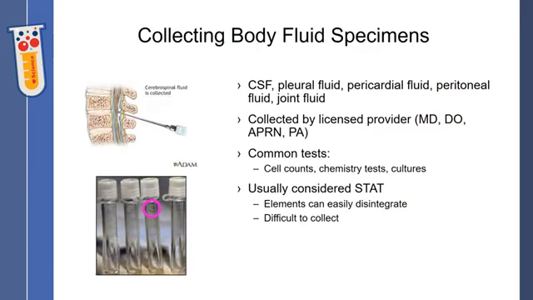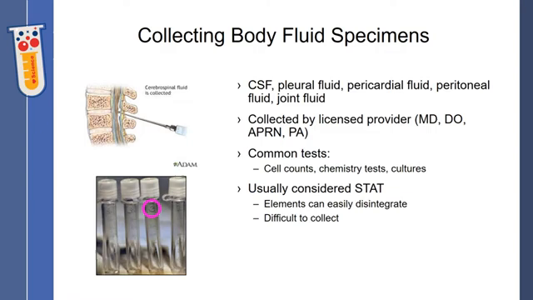Collecting body fluid specimens. Body fluids that we see in the lab can include spinal fluid, or CSF is what we call it, pleural fluid, pericardial fluid, peritoneal fluid, as well as joint fluid. These are all collected by a licensed provider, unless it's something that's collected out of a drain. Nursing can collect from drains. When I say licensed provider, I mean a provider on the level of an MD or a DO. Sometimes APRNs or PAs can collect these also.